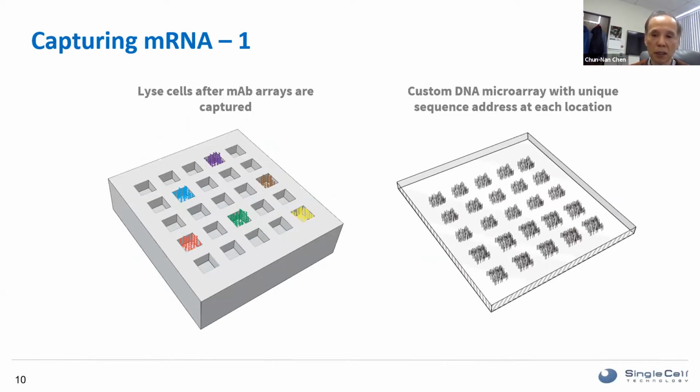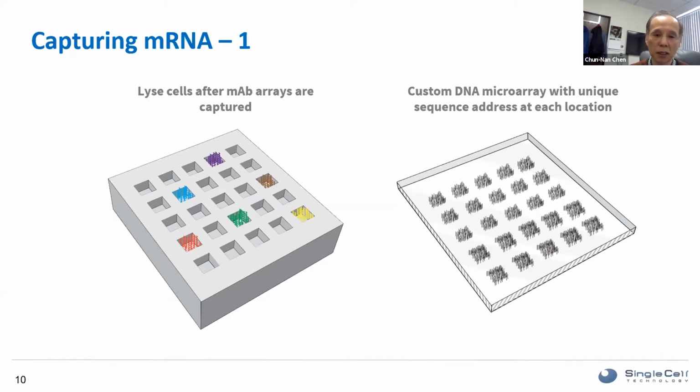And we have designed a custom DNA microarray. This is a crude representation of that. In fact, this only shows 25 of these features here, and each one of the features has millions of these oligonucleotides that are specified by our bioinformatic groups. So each one of them has a unique barcode at each one of the locations.